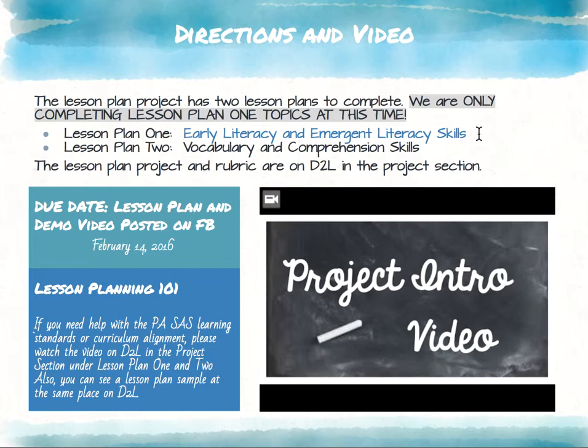You're going to choose one of the topics or instructional strategies on the left-hand side of the project handout labeled early literacy and emergent literacy. One of those will be the topic of your lesson plan. There's a second column to the right that's labeled vocabulary and comprehension skills. We didn't learn about those yet, and you're not going to write a lesson plan on those yet. So just kind of forget it's there for now.